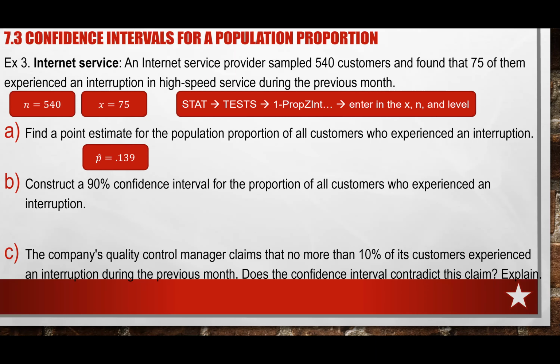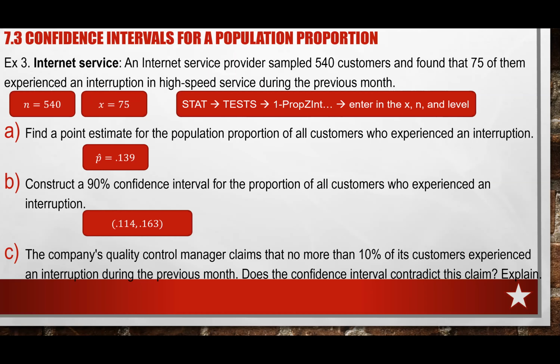And if you type it in one prop z interval, your interval should come out to be 0.114, comma 0.163, right? And I want to point out one thing before we continue, which is one thing to check your answer. Whenever they ask you to construct a confidence interval for a proportion, your answer will always be a decimal, ladies and gentlemen, because the proportion is a percentage, and the maximum percent is 100%.